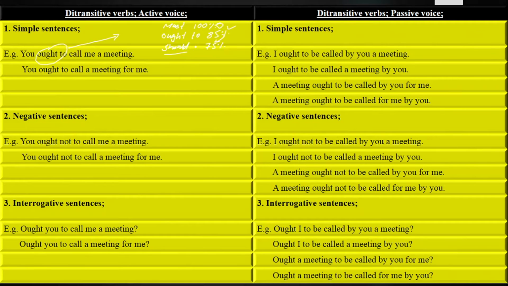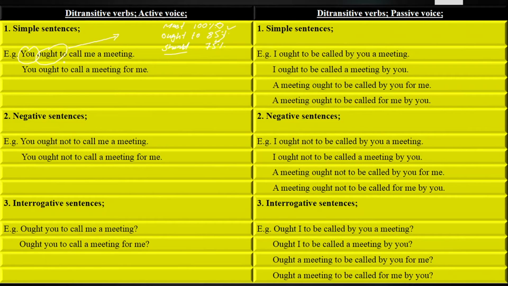So this is the way to discuss the possibility and the percentage. Before changing it from active voice into passive voice, we will just discuss what the rules are to change the active voice into passive voice.